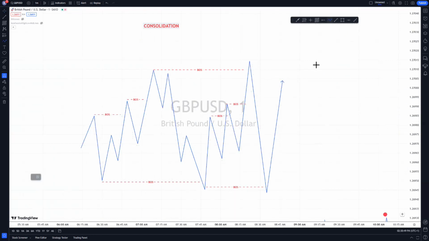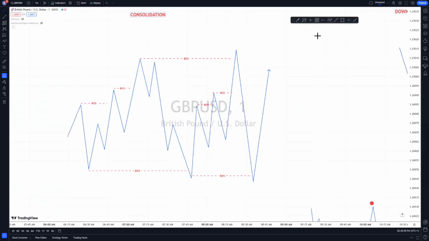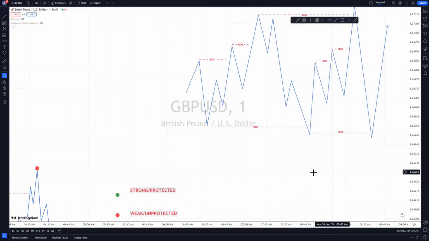And then at the end of the day, you either see price break above and then retrace and then start going and become an uptrend, or you will see price break below and then begin a downtrend. So that is just it about consolidation.